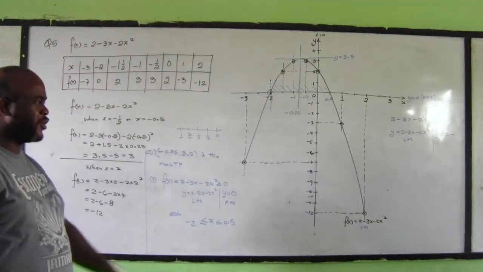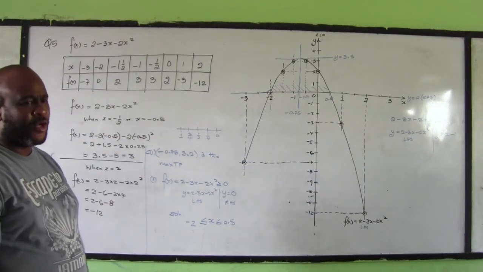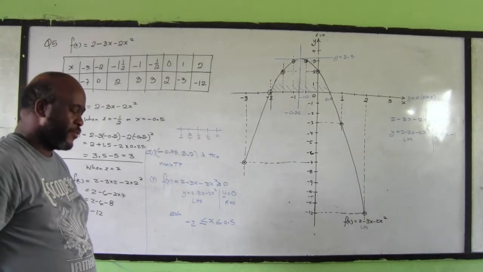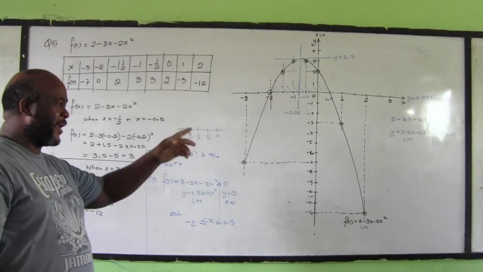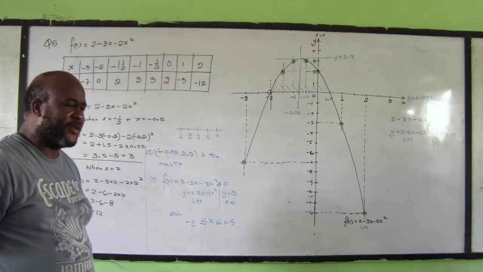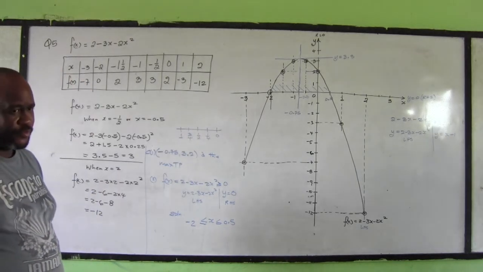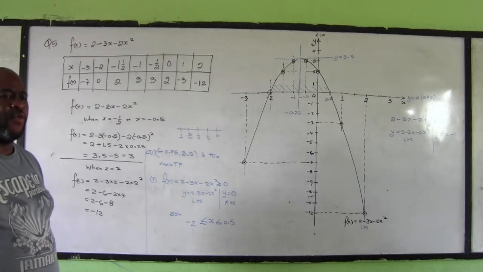From your knowledge of coordinate geometry, that is a straight line. What is the gradient of the line? The line y is equal to x minus 1. What is the gradient of that line? The gradient is 1.